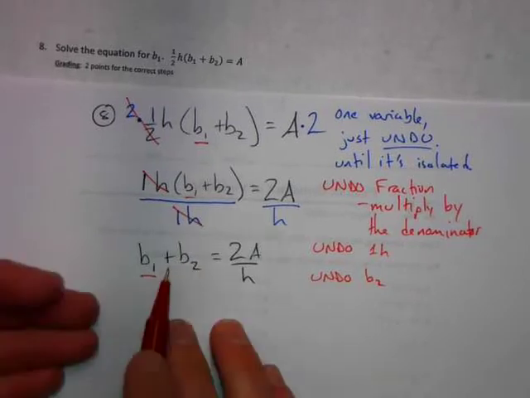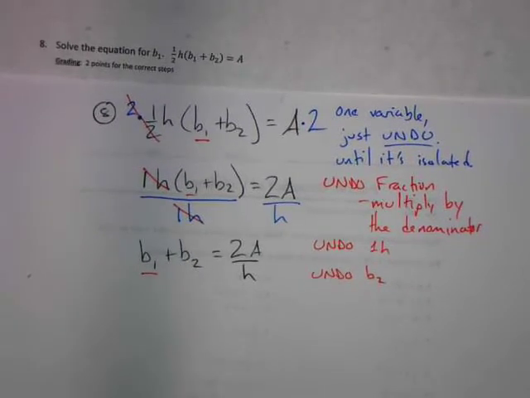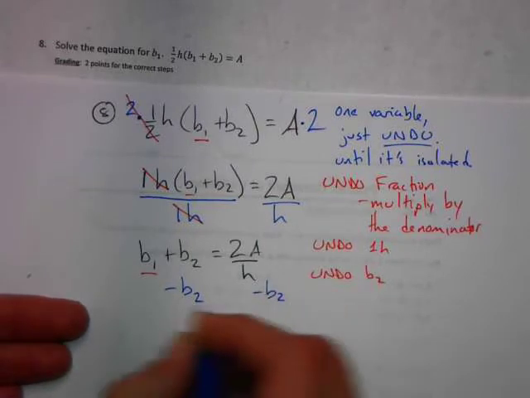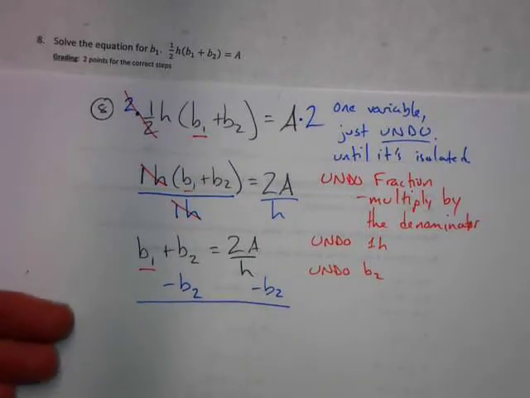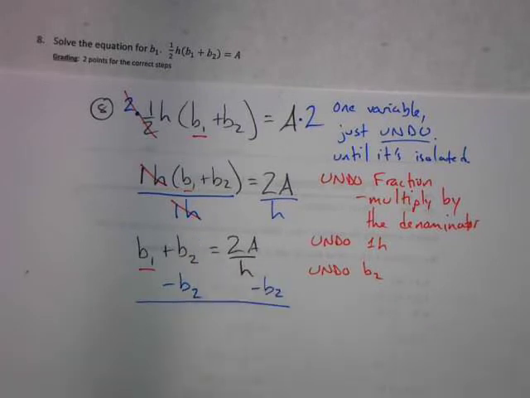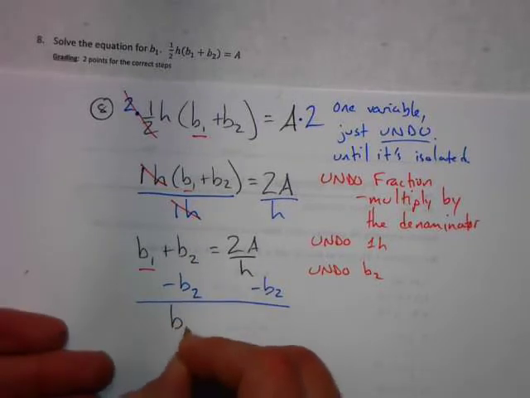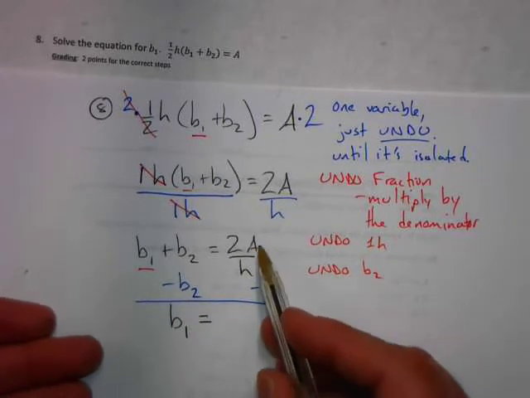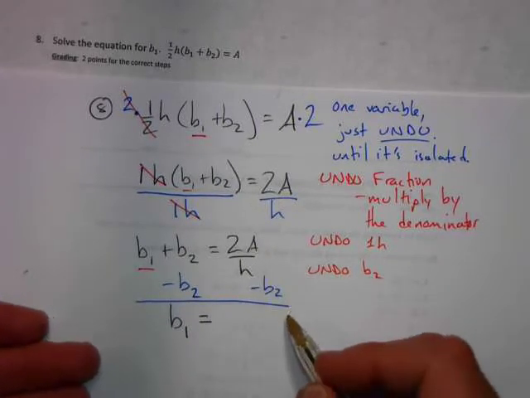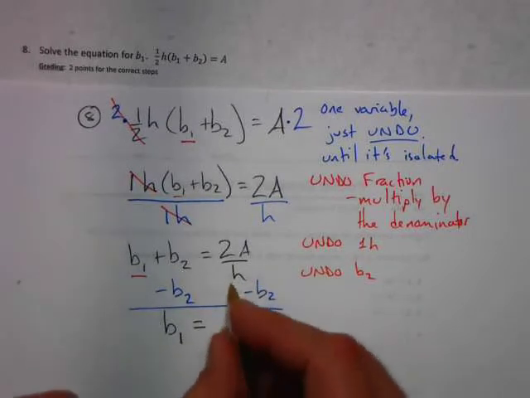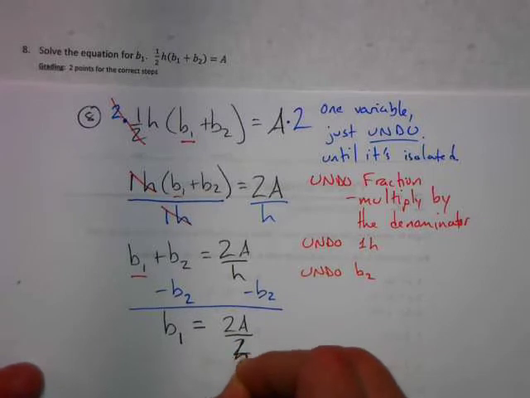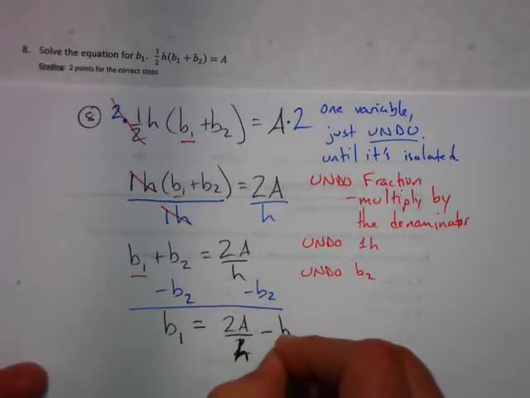And since it's adding b2, to undo it, we will simply subtract b2 on both sides. On the left-hand side, the b2's cancel. That leaves us with b1. On the right-hand side, we have 2a over h minus b2, and we can't do anything with those variables. Oops, that should be a minus h. So we have 2a over h minus b2.